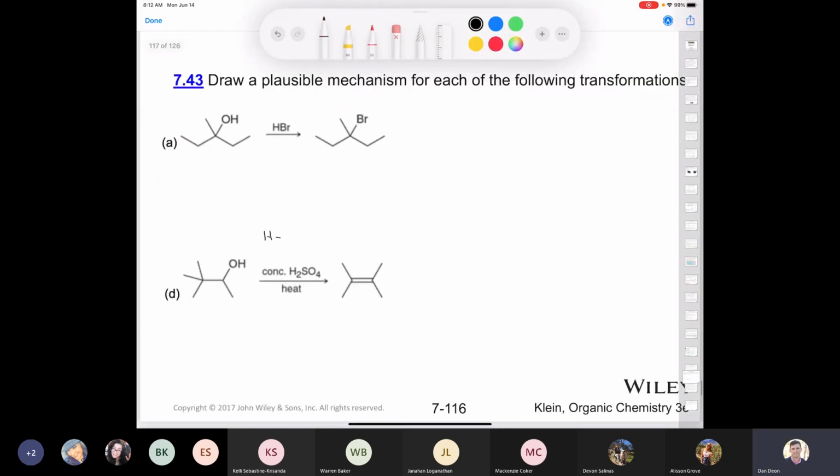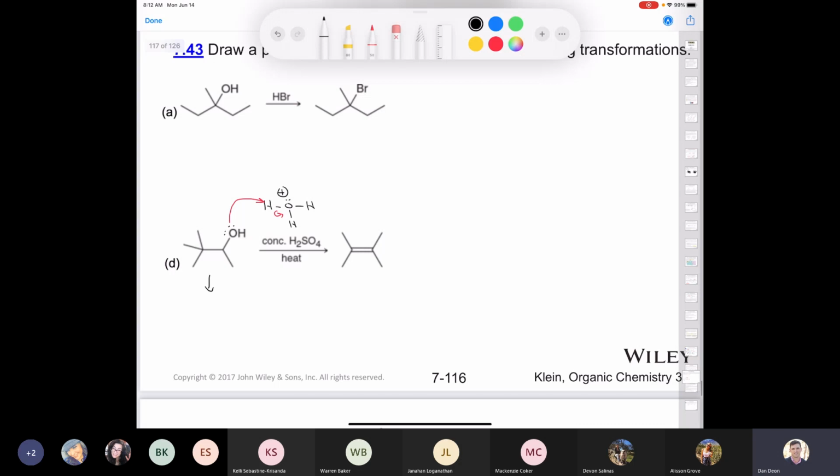So we've got our hydronium. There we go. So the first step is the proton transfer. We'll put in our lone pairs like this. There we go. There's our proton transfer. So what do we end up with? We end up with the protonated oxygen. We sometimes call that an oxonium. So again, I'll draw the shorthand like this.